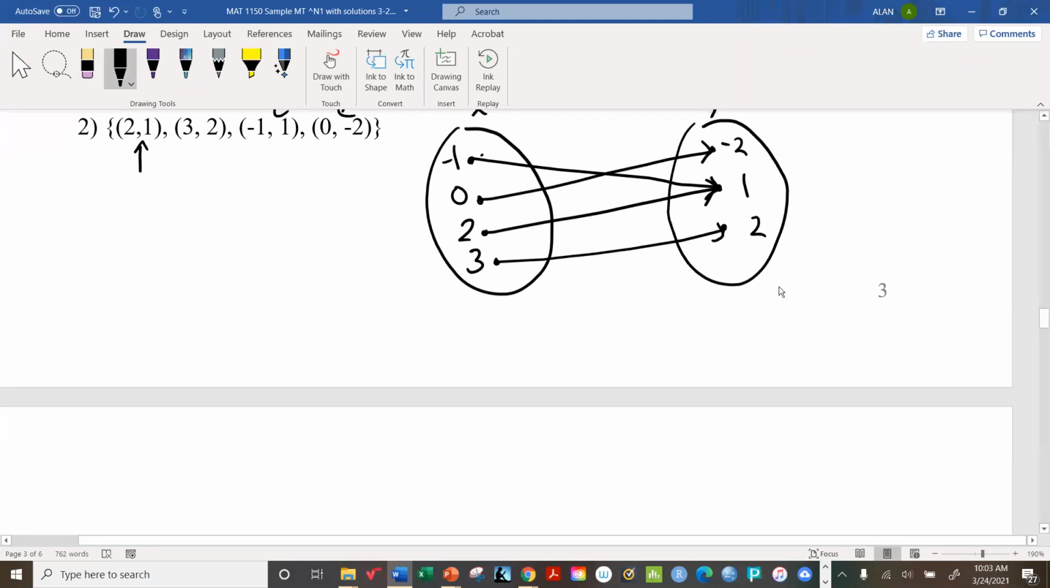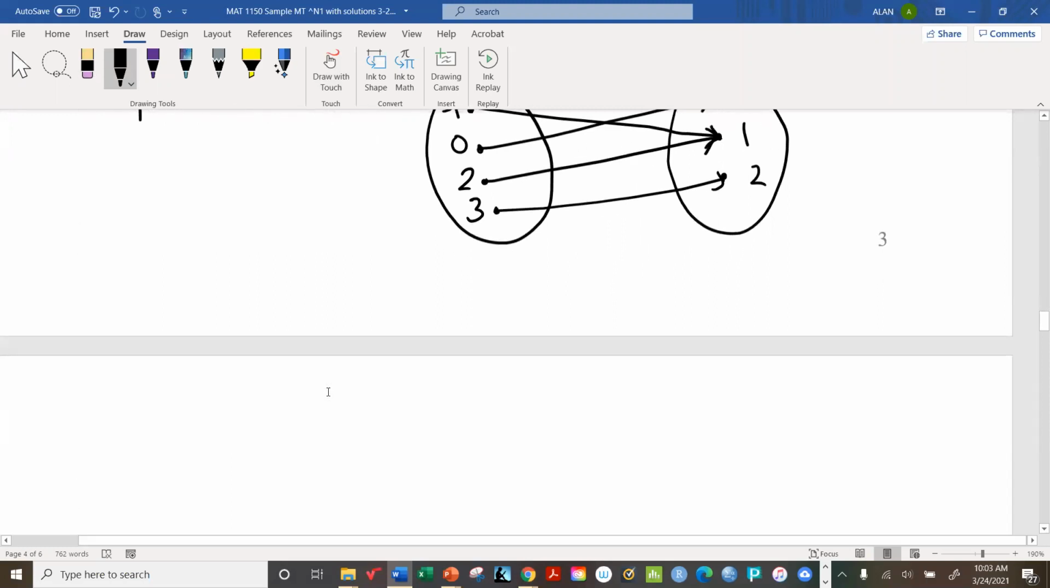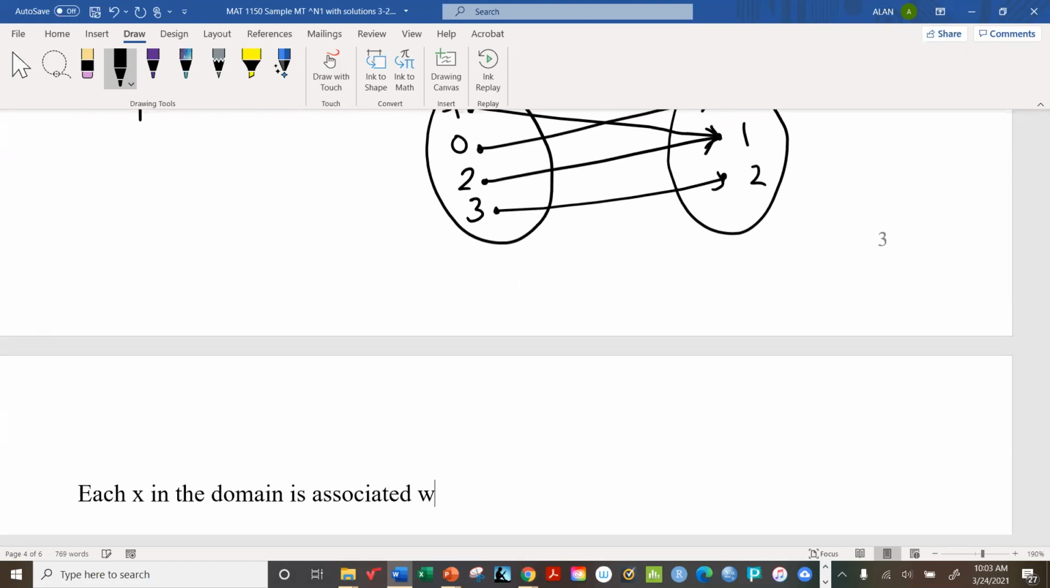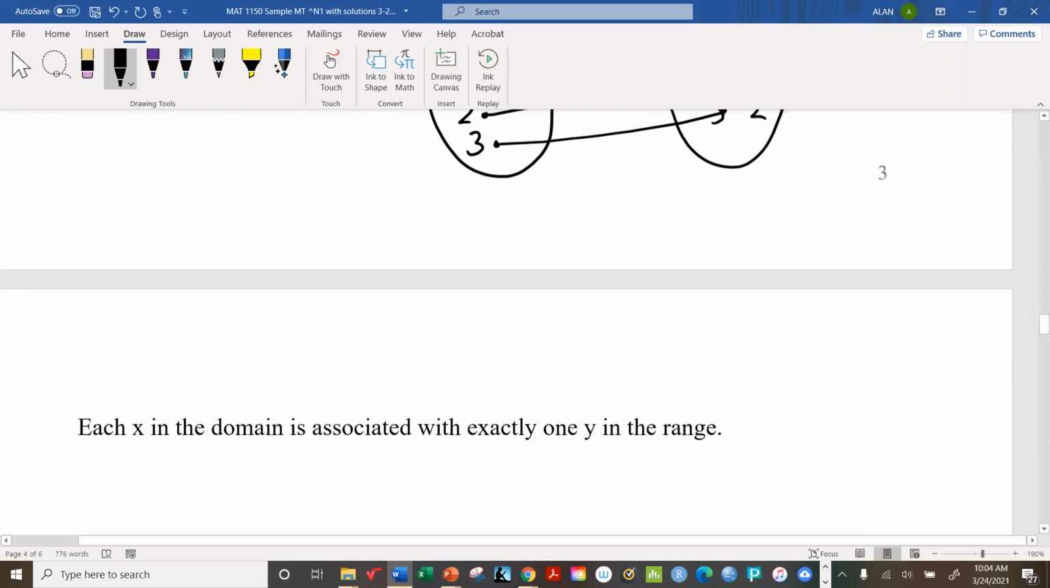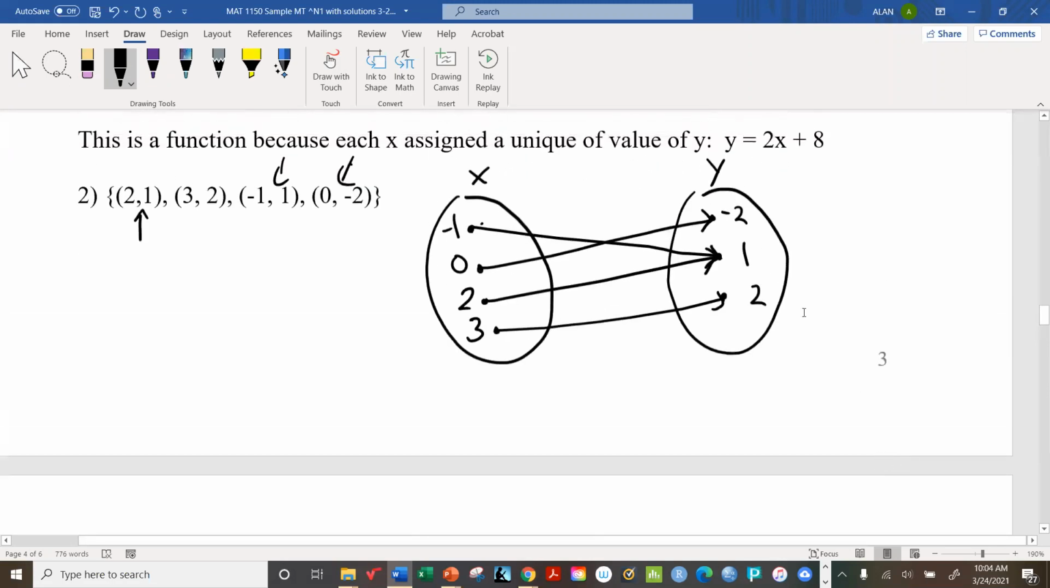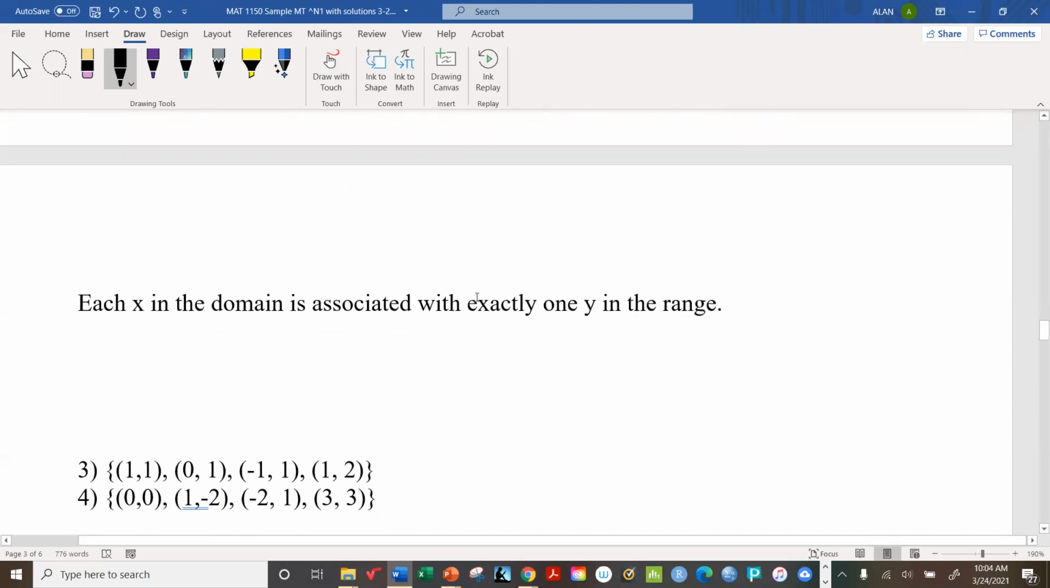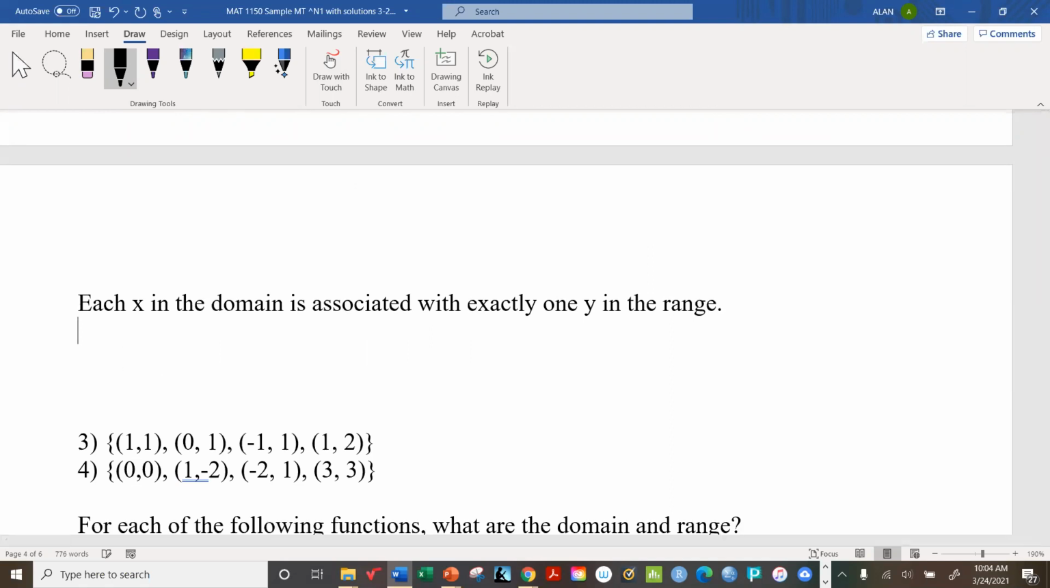In other words, each x in the domain is associated with exactly one y in the range. Okay, that's what we're aiming for. The fact that two of these x's are associated with 1 is not a problem. That's okay. What is not okay is if each x has more than one y. But here you can see each x is associated with exactly one element of y. So this means that, or therefore this is a function.